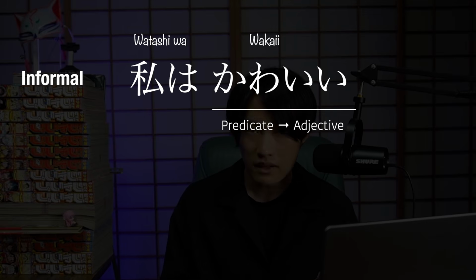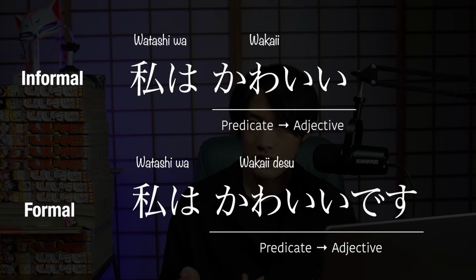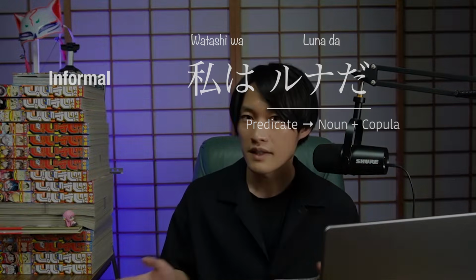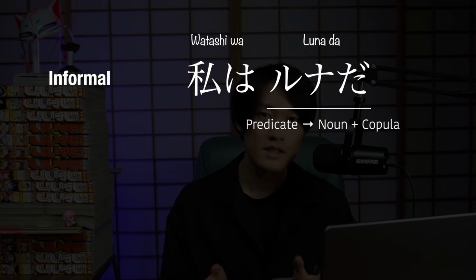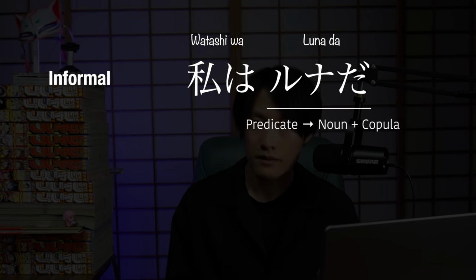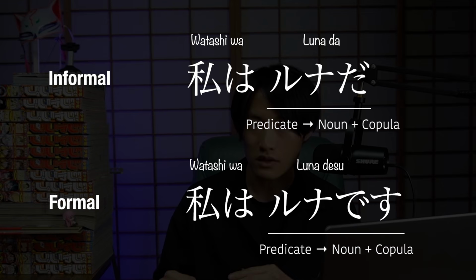Now, if we replace the predicate with かわいい, which means cute, then it becomes an adjective predicate sentence. So 私はかわいい is informal, and 私はかわいいです is a formal version. Finally, when the predicate is a noun, we add something called a copula, like da or desu, and that gives us a noun predicate sentence. Let's say my name is Luna, then 私は Luna だ is the informal form, and 私は Luna です is the formal one.